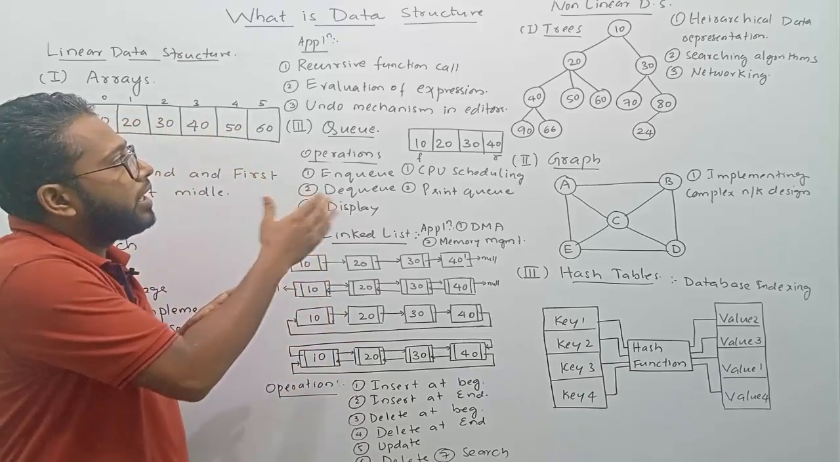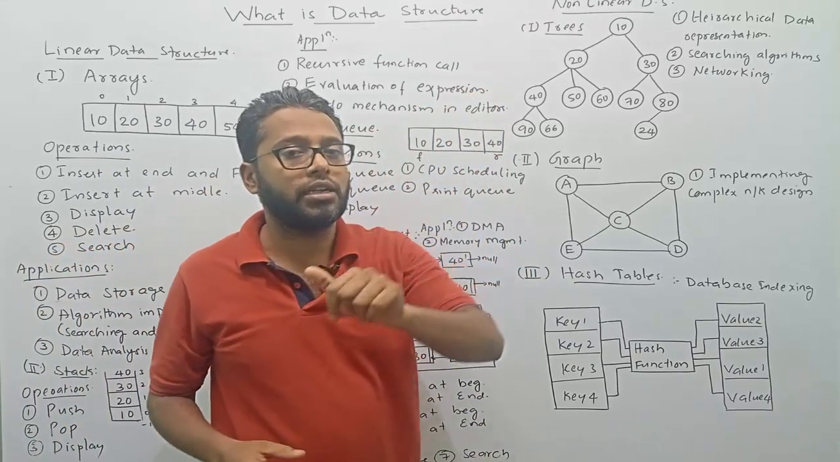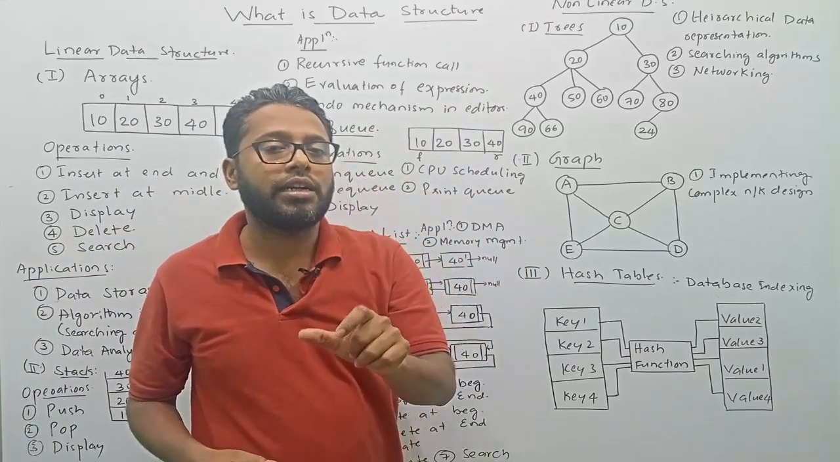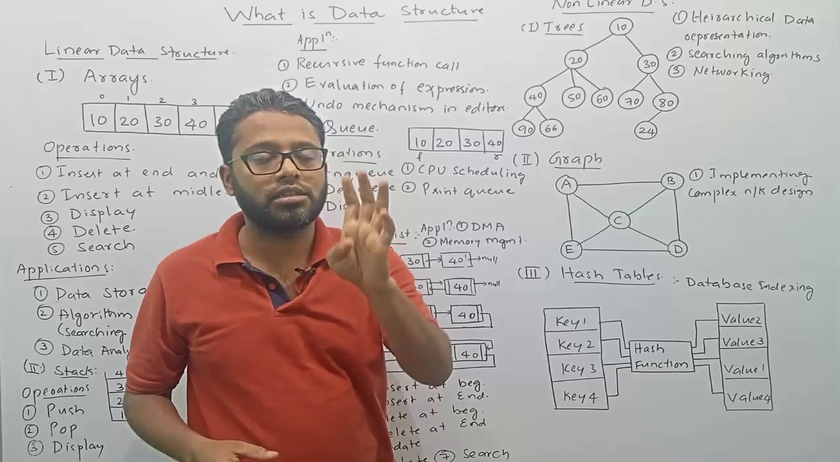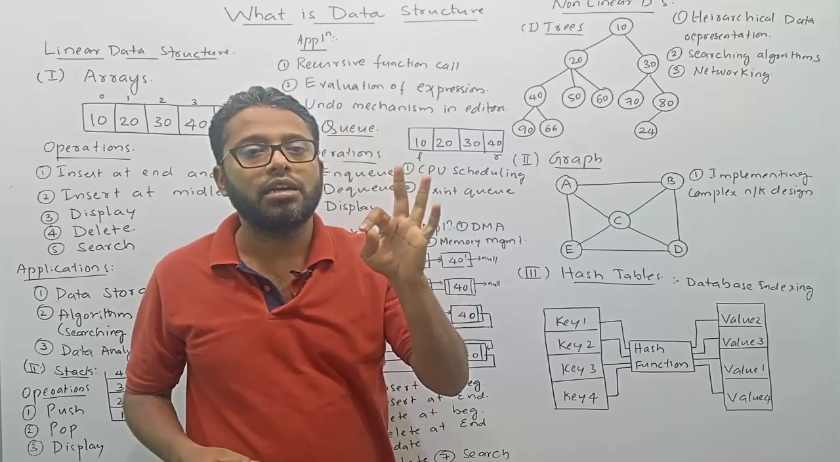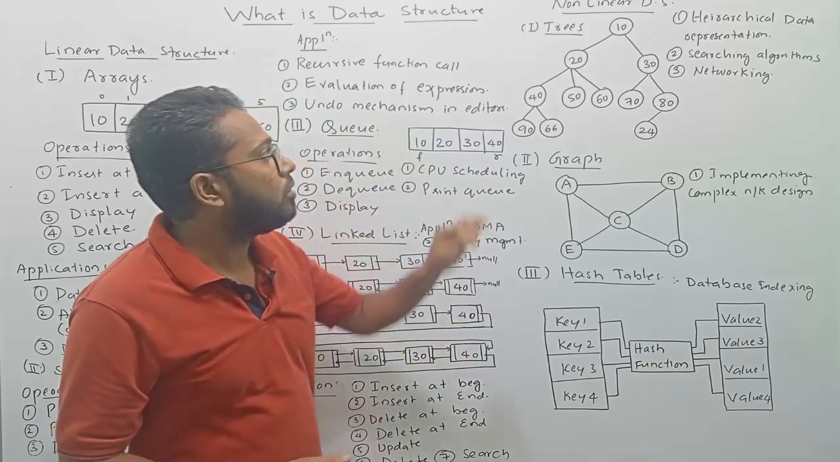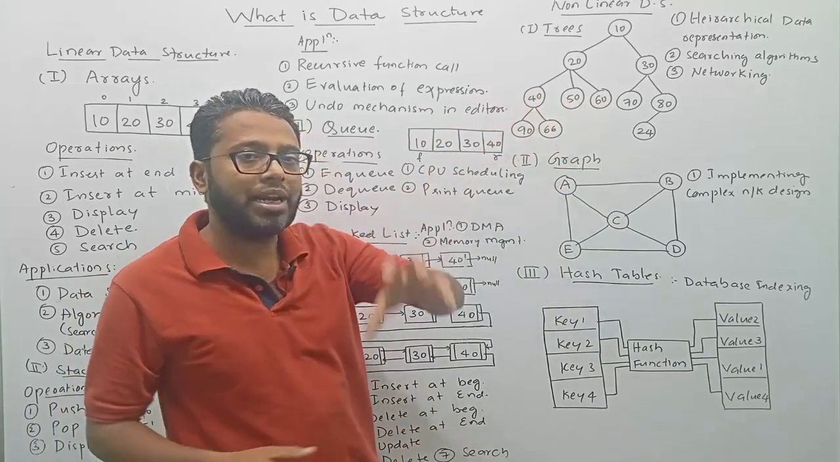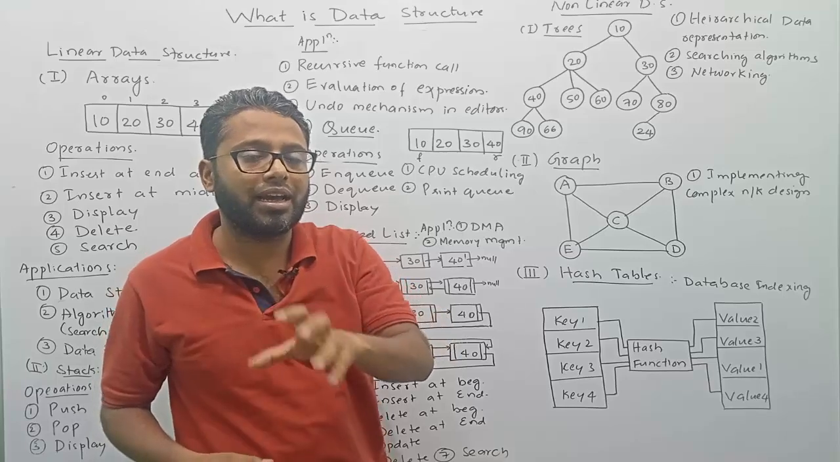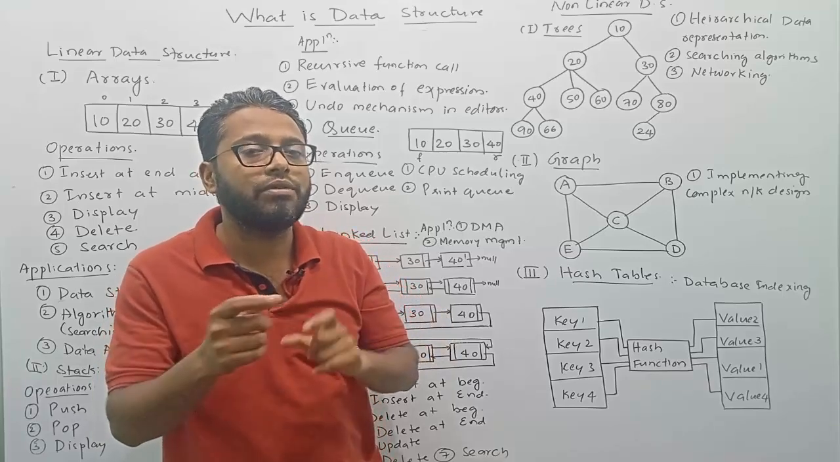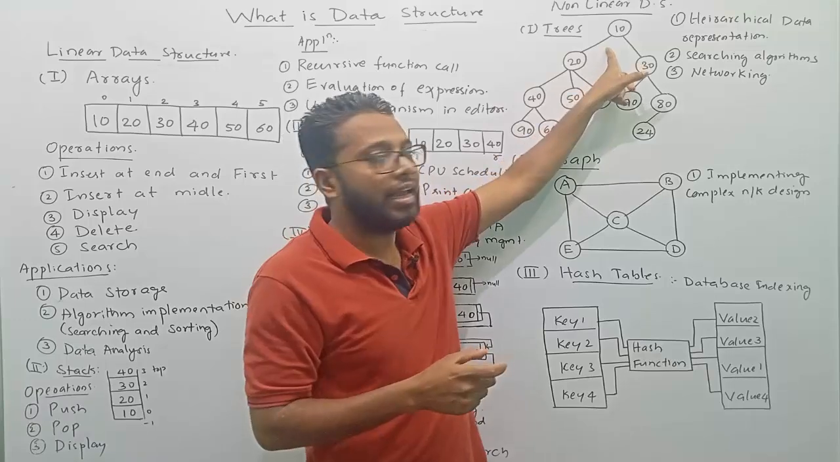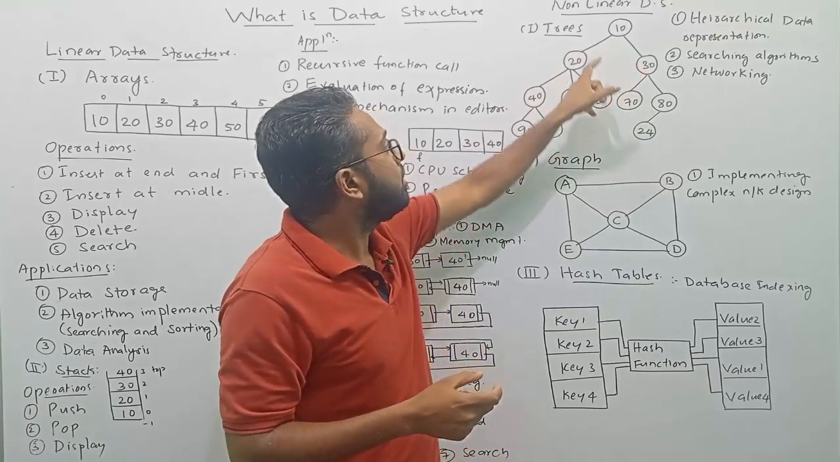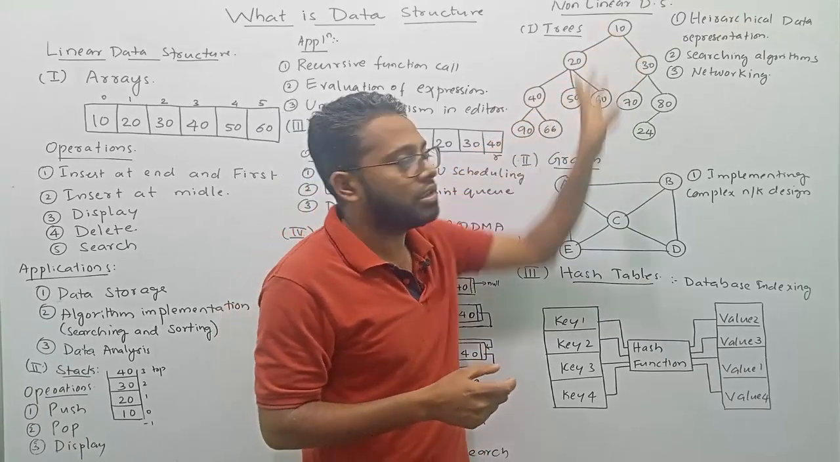Now let us move ahead to discuss the types of non-linear data structures. In non-linear data structures we have three types: trees, graphs and hash tables. A tree, as you can see here, is made up of various nodes, and these nodes are connected with each other with edges. So these are called edges and these are called nodes.